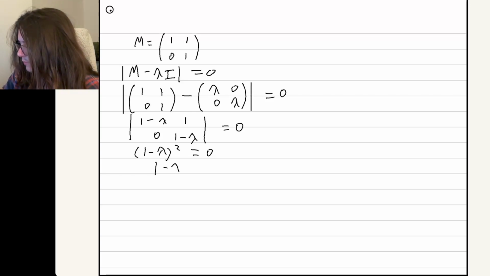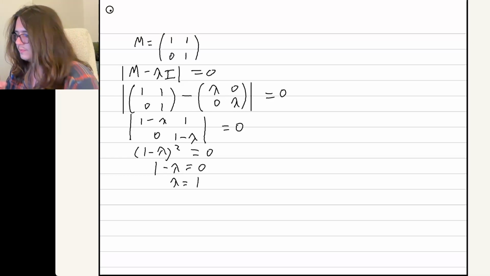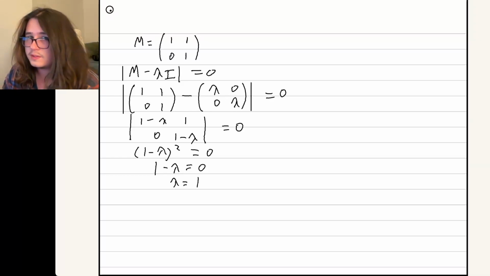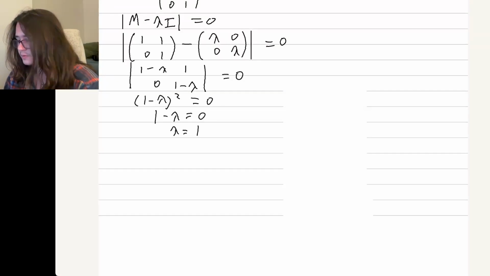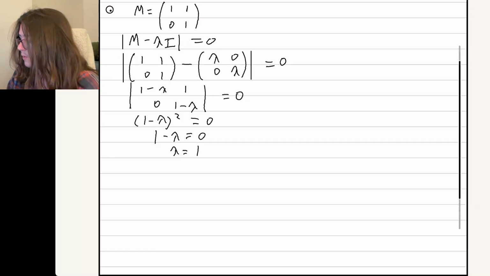We can take the square root of both sides, you get 1 minus lambda equals 0. So lambda only has one solution. There's only one eigenvalue for this. It's 1. So if there's only one eigenvalue, that means there's only going to be one eigenvector.